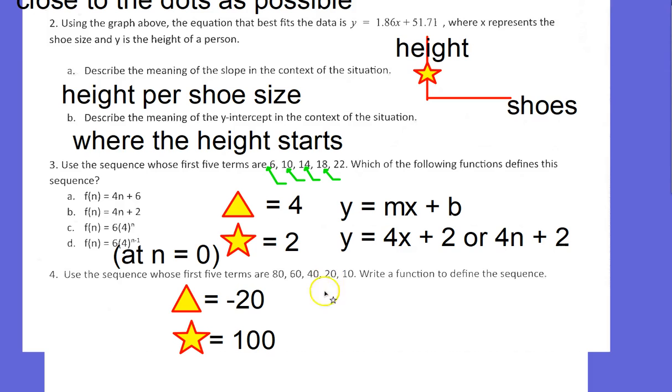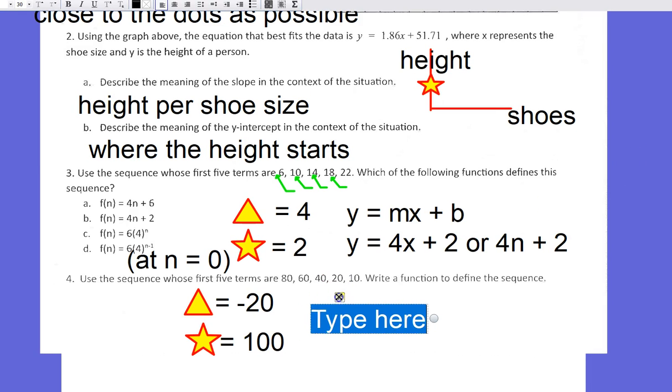Okay, so I need an equation that says that. So the sequence is 100 to start with, and it subtracts 20 every time. So the first number is 100, and it subtracts 20 every time and goes up by 1.